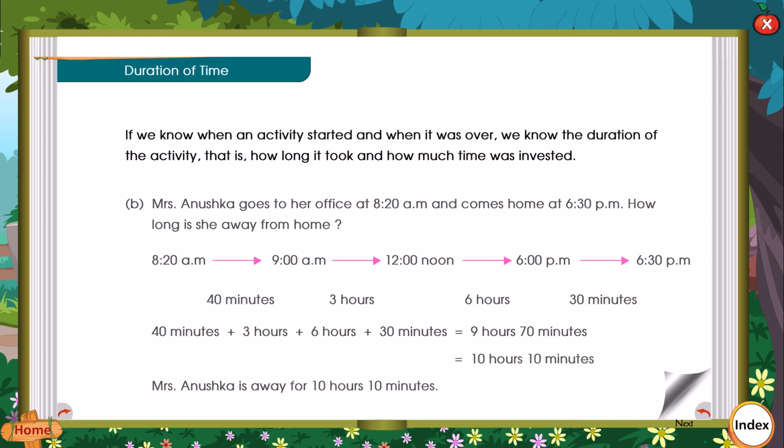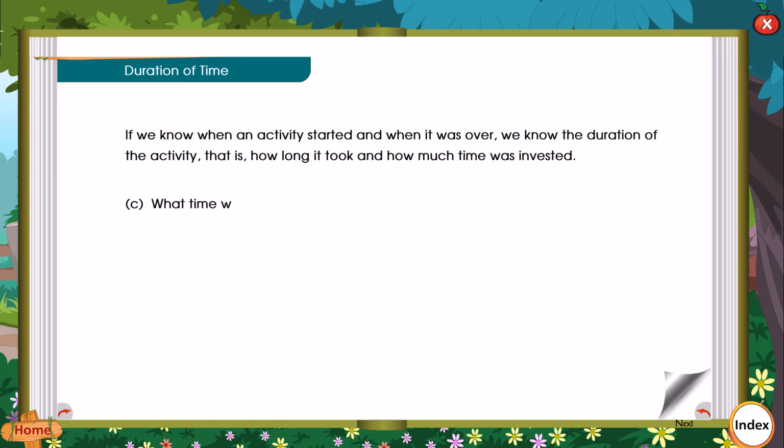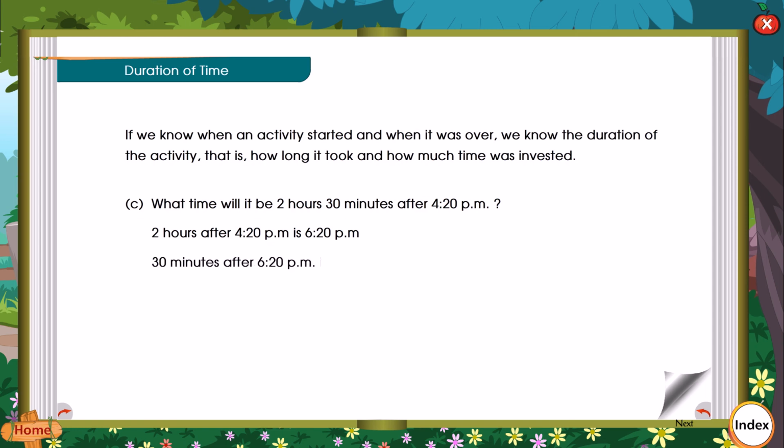C. What time will it be 2 hours 30 minutes after 4:20 p.m.? 2 hours after 4:20 p.m. is 6:20 p.m. 30 minutes after 6:20 p.m. is 6:50 p.m. So, if you know the starting time and the duration of time elapsed, you can find the finishing time.